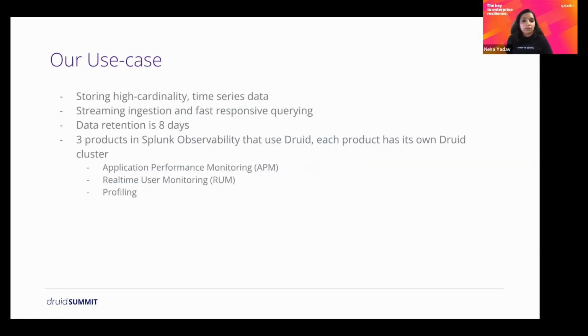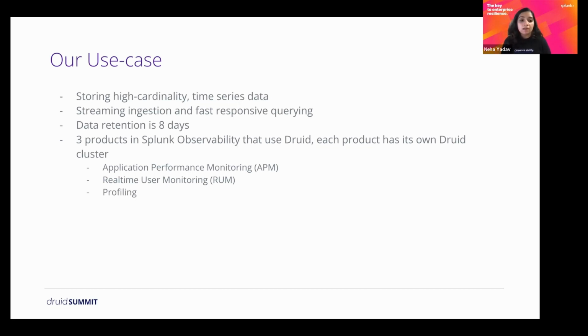Let's briefly talk about our use case a little bit. Splunk Observability uses Druid for storing high cardinality time series data. Our use case requires streaming ingestion and fast responsive queries. Our data retention is 8 days. And I would like to emphasize this, and I will be bringing this up again when we talk about our scale.